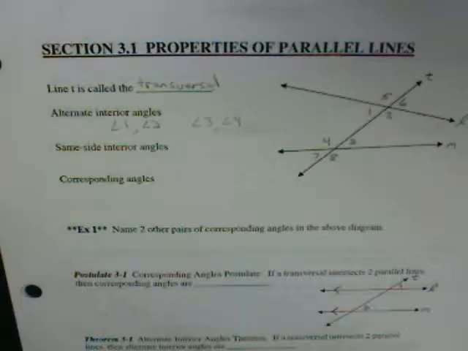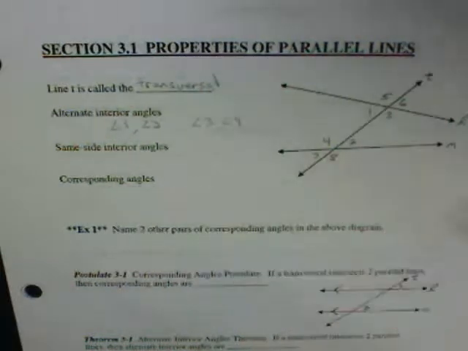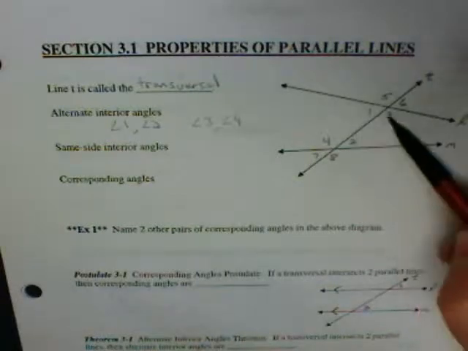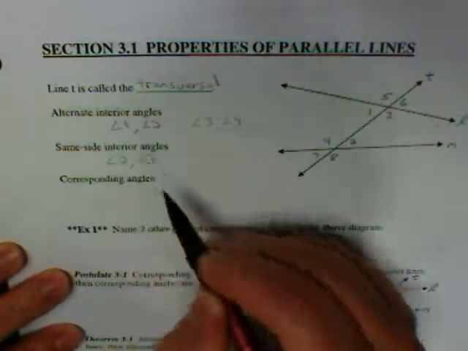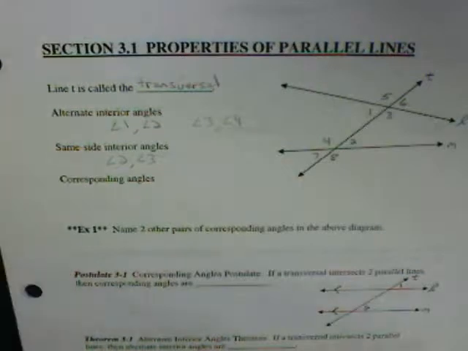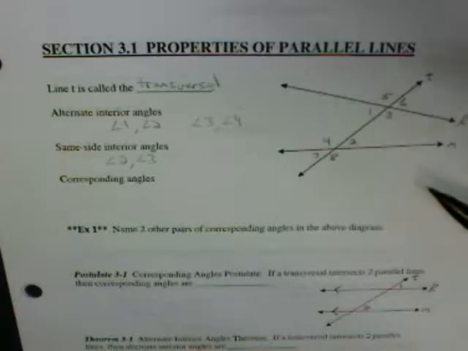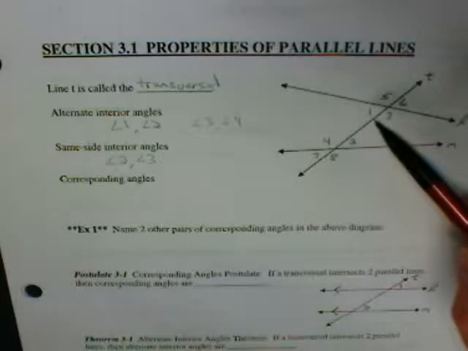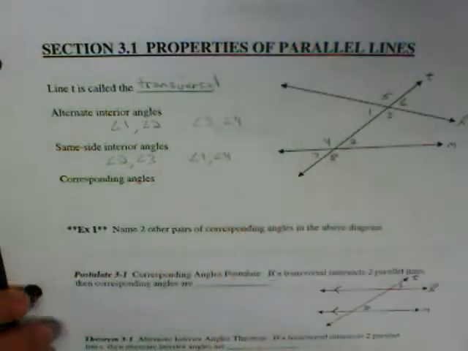The next group is same side interior. Now you see we have interior there, so we're still talking about 1, 2, 3, and 4. But this time they want same side interior. So same side means on the same side of the transversal. So 2 is an interior angle, and on the same side of the transversal is 3. So angle 2 and angle 3 make a pair of same side interior angles. Another pair, you see you have angle 1 here is interior. It's going to be paired up with 4 because it's on the same side of the transversal and they're both interior. So angle 1 and angle 4 are a pair of same side interior angles.